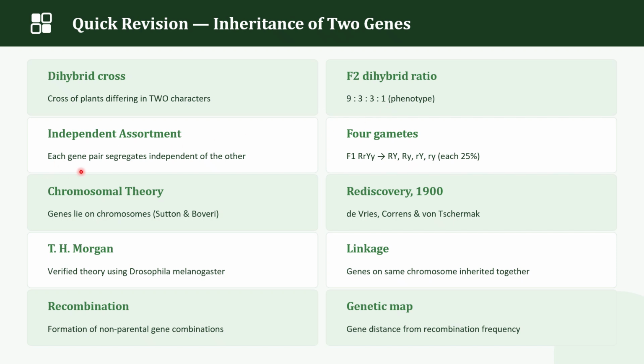The law of independent assortment says each gene pair segregates independently. And the chromosomal theory says the genes are present on chromosomes. Morgan experimentally proved that theory using Drosophila melanogaster. We saw that, right? And then linkage. Linkage is the inheritance of genes located on the same chromosome. Recombination forms new gene combinations through crossing over. And recombination frequency is used for genetic mapping or gene mapping.